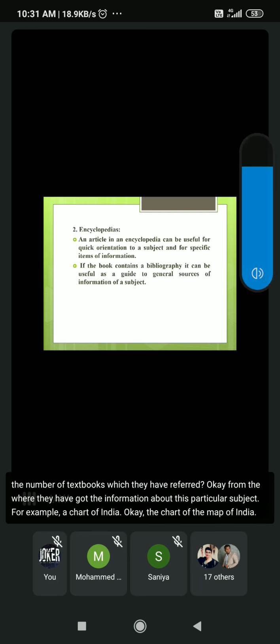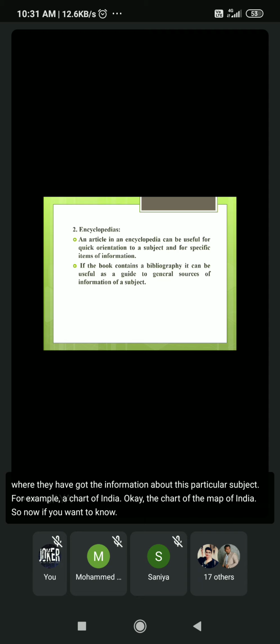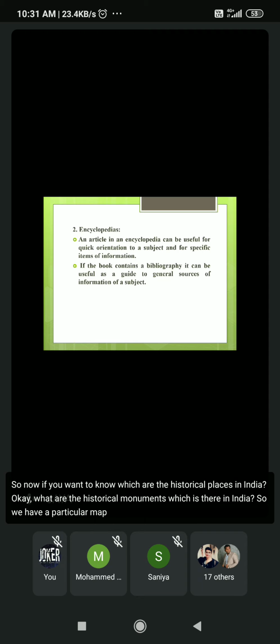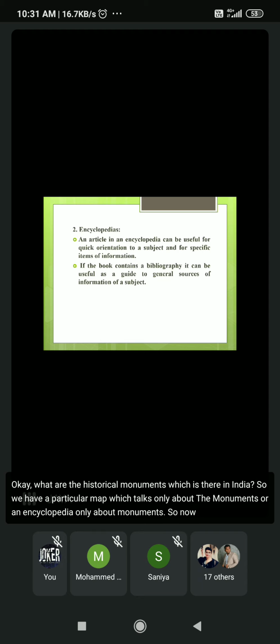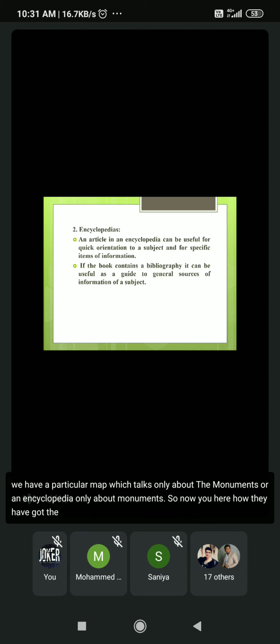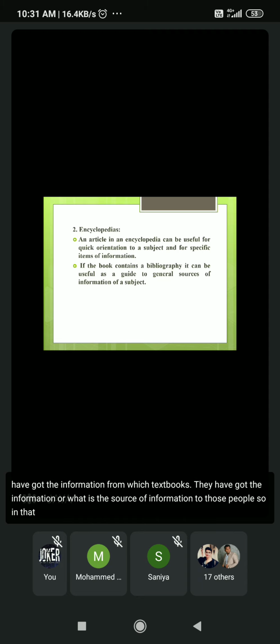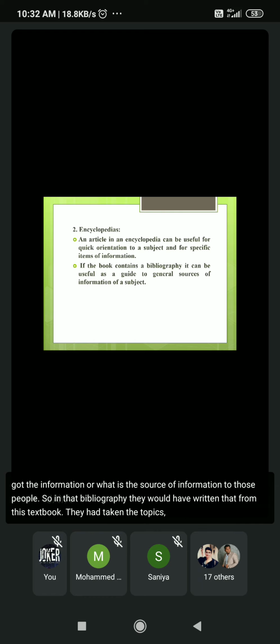Now if you want to know which are the historical places or the historical monuments in India, we have a particular map or an encyclopedia only about monuments. Now you see how they got the information, from which textbooks, or what the source of information to those people is. In that bibliography they would have written that they took the topics from this textbook. So this is one kind of book which is available in the law library.